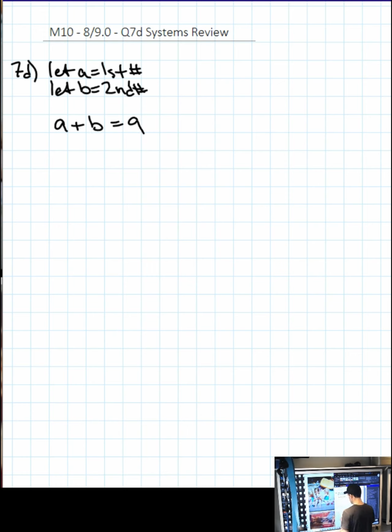And the difference between these numbers is 31. A minus B equals 31. Sum plus, difference minus. Okay, so let's isolate for a variable.